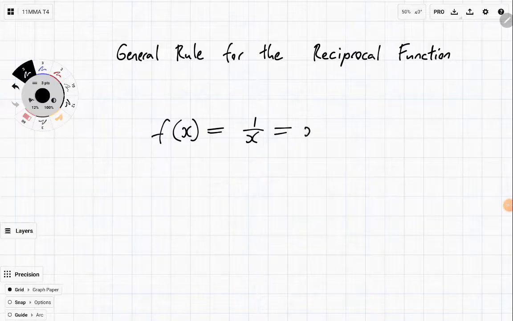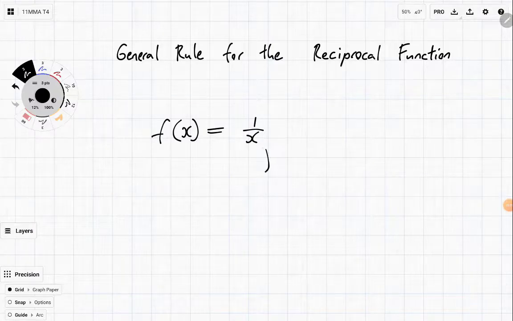We could alternatively write this as x to the negative 1, so we can think of it as a polynomial but with a negative power. Although, remembering our definition of a polynomial, it's not a polynomial because it's got a negative power.